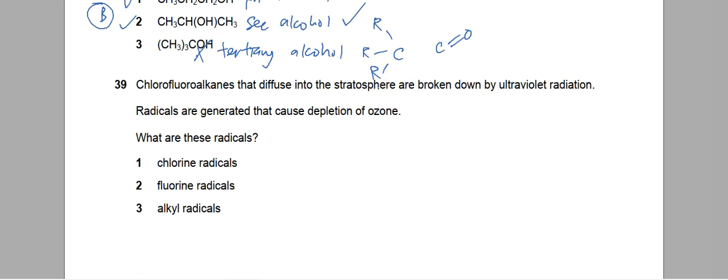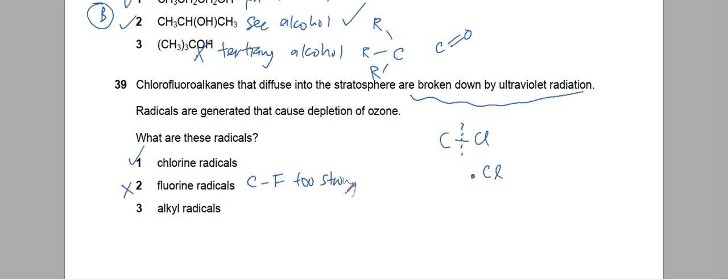Number 39. Chlorofluorocarbons will be broken down by ultraviolet radiation. Essentially we have the bond broken, so we form chlorine radicals. Fluorine radicals, no, because the CF bond is too strong. Alkyl radicals also no. These are more involved in the halogenation reaction of alkenes. So the answer is D.